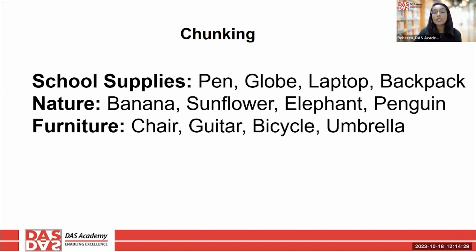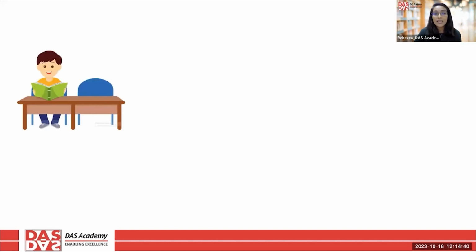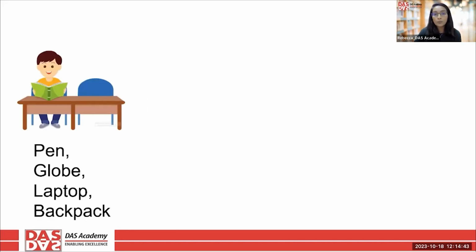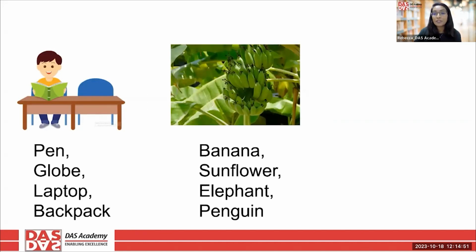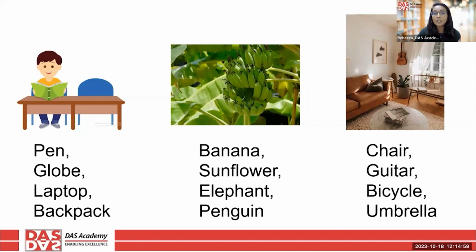Thereafter, we create meaningful associations. So we are going to create an association for each category. I'm going to show you how we can do that. For school supplies, imagine a student at a desk with a pen, globe, laptop, and a backpack, all essential school supplies. For nature, you visualize a sunny field with a banana tree, a blooming sunflower, an elephant, and penguins waddling around. And for furniture, you picture a cozy living room with a chair, a guitar leaning against it, a bicycle propped up in the corner, and an open umbrella near the door, for example.